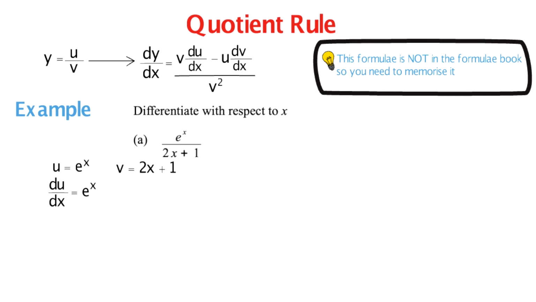And then if we're working out the derivative of v, which is equal to 2x plus 1, I've got an explanation of working out the derivatives normally in my basic differentiation video, which I'll also stick in the link. That would just be equal to 2.